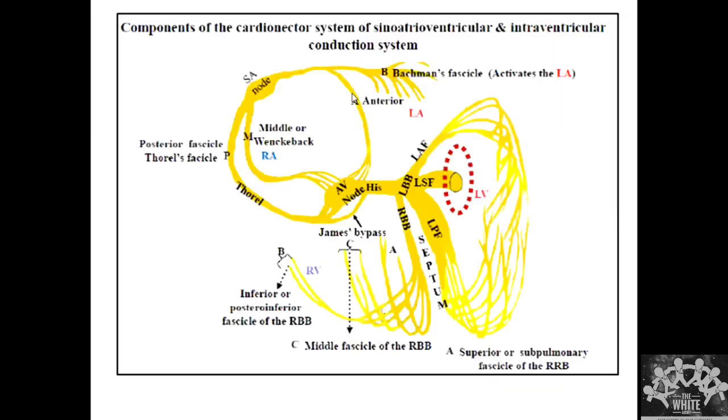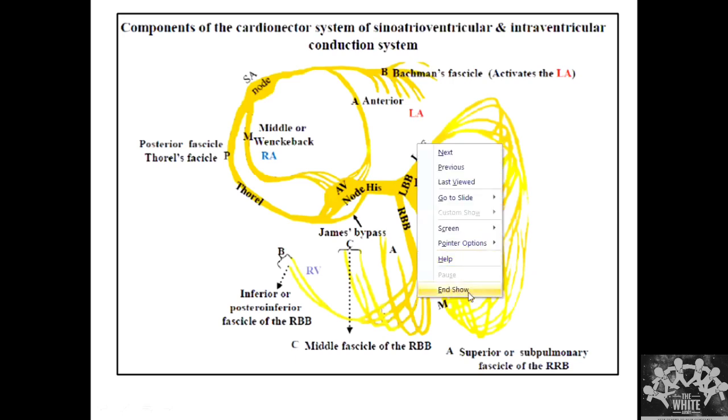So you see here, this is the normal conduction system of the heart. We've been seeing the same image. So we know that from the SA node, the impulse comes to the AV node, undergoes a delay. From the His bundle, the bundle branch divides into a left anterior fascicle, septal fascicle, and a posterior fascicle, and then the right bundle branch. So you can have a block in any of these.